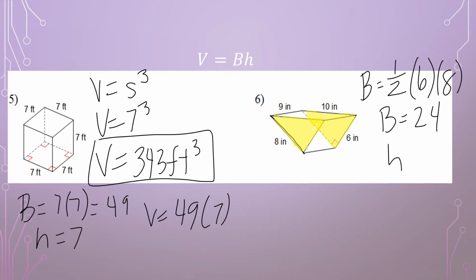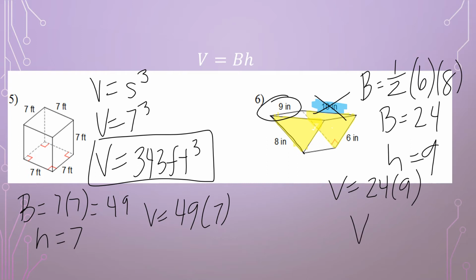And then the height of this prism, like I said before, the hypotenuse here is not included in our volume, so we don't need to use that. We are going to use the 9 for our height. The hypotenuse has nothing to do with the height of the prism. We only need that when we're doing surface area. So make sure that you are looking at your prisms and not using the values that you do not need to use. So volume for this one would be B times the height, so 24 times 9, which is 216 inches cubed.